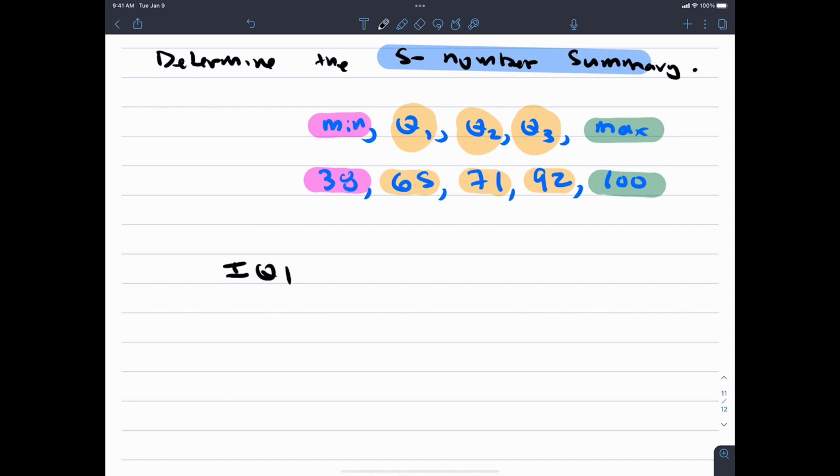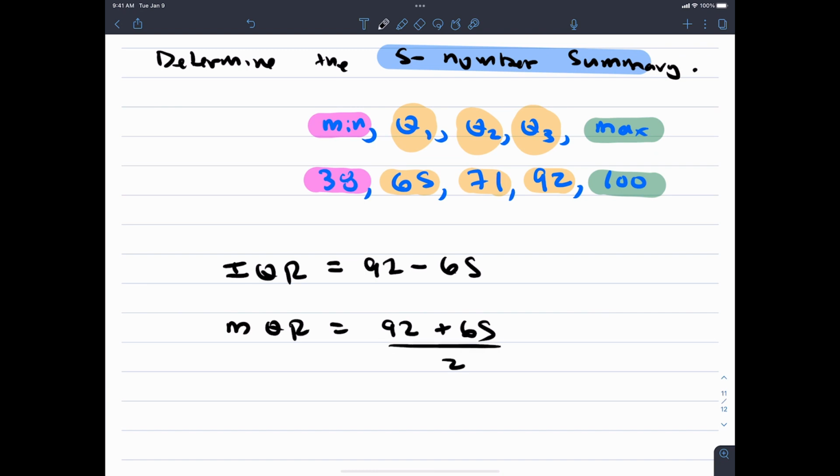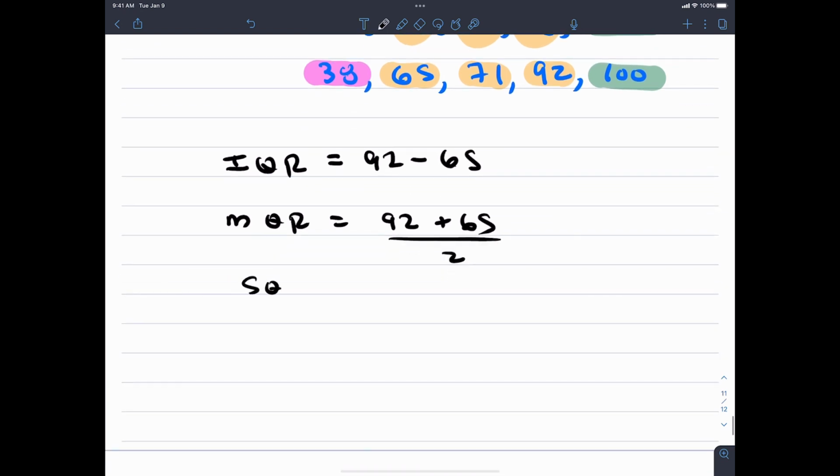What's your interquartile range? 92 minus 65. What's your mid-quartile range, ladies and gentlemen? 92 plus 65 divided by 2. What's the semi-quartile range? Well, we need to know what?